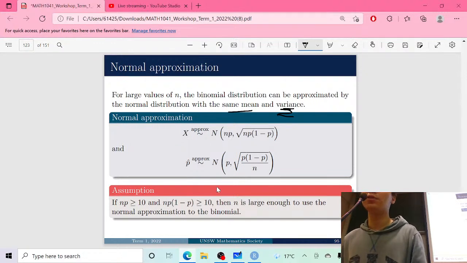Here we have to make the assumption that n is large enough such that np is greater than or equal to 10, and np times 1 minus p is also greater than or equal to 10. If both of these hold, then we can use the normal approximation to deal with a binomial distribution. Cool. All of this actually comes from the central limit theorem, and it's the reason why we can approximate it using a normal distribution.